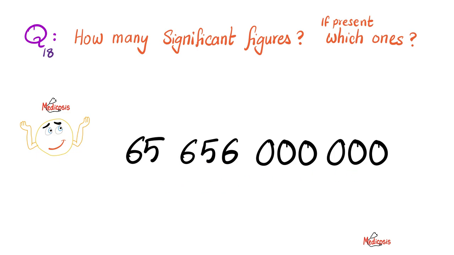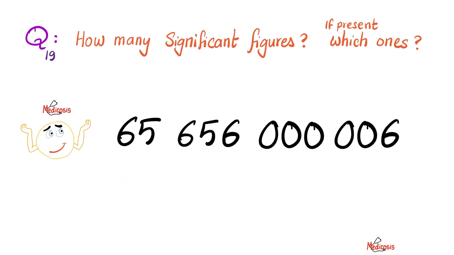65,656,000,000. How many significant figures? Do not forget that all of the trailing zeros are not significant. So here I have 1, 2, 3, 4, 5 significant figures. But now look at this.